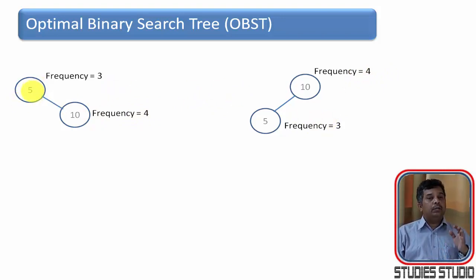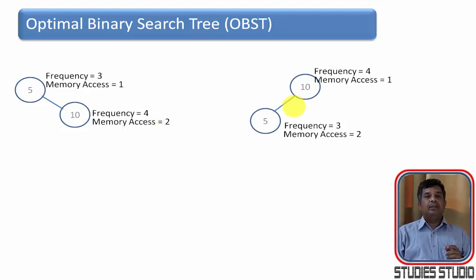Now, if I want to search 5, how many comparisons or memory accesses do I need? Of course, only one. So, the memory access for searching 5 is 1. But if I want to search 10, I need to compare with 5 and then I need to compare with 10. So, the memory accesses needed are 2. Similarly, here the memory access to search 10 is 4 and the memory access to search 5 is 2.